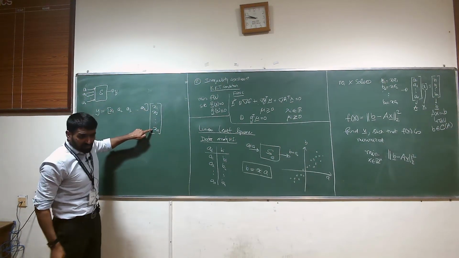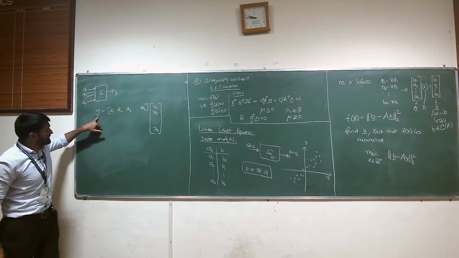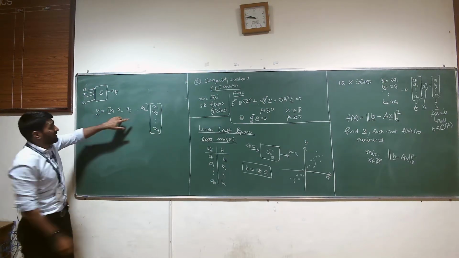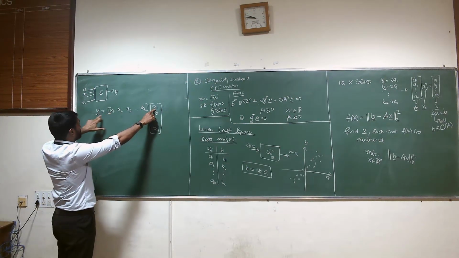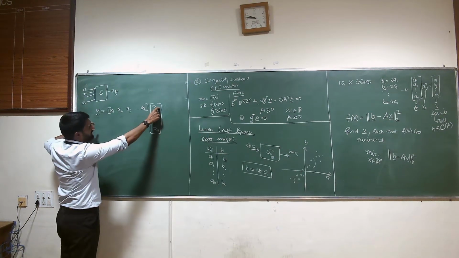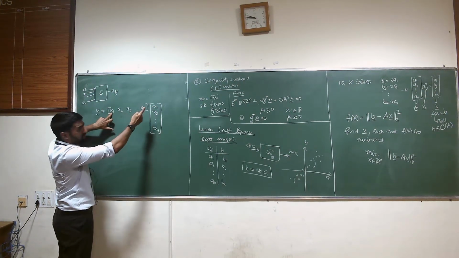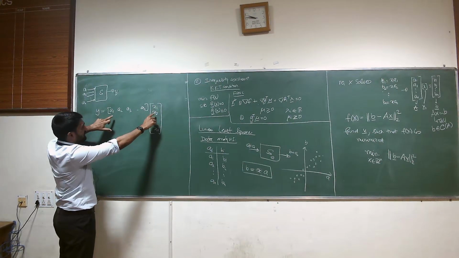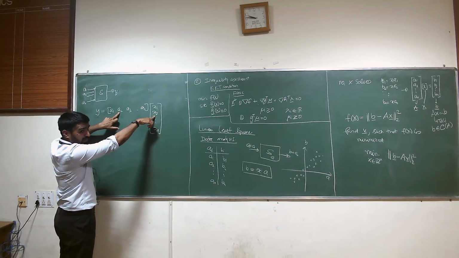These are your parameters. This is your output and this is your input. X1 tells you how much the output would change if you change the first input by 1 unit. X2 tells you how much it would change if you change the second input by 1 unit.